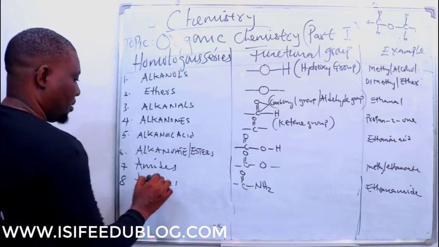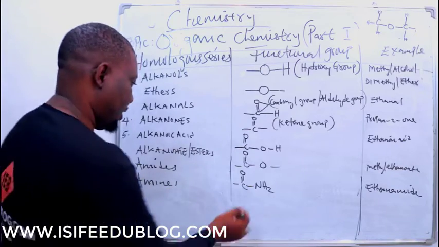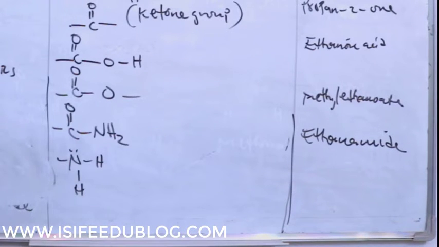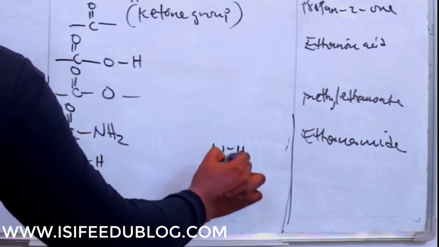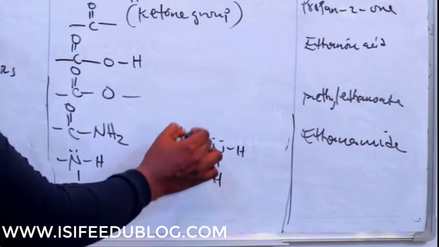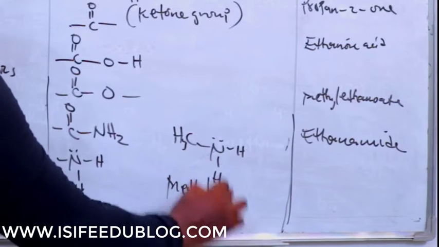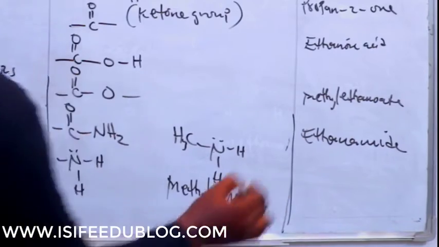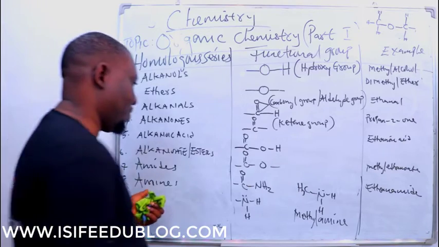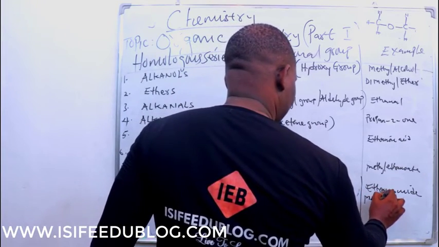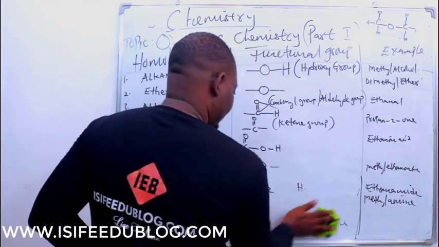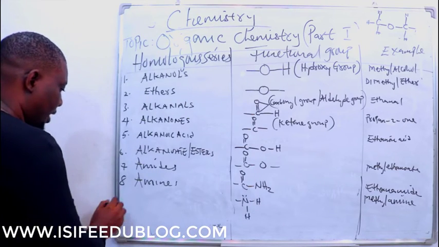Most times I don't know the difference between amides and amines. Amine is just NH2, with just one open chain. The N is what again is linked to CH3. So what you have here is methyl. This is methylamine. Let me use methylamine as my example there for amine. Methylamine, as pronounced. Okay, 10.